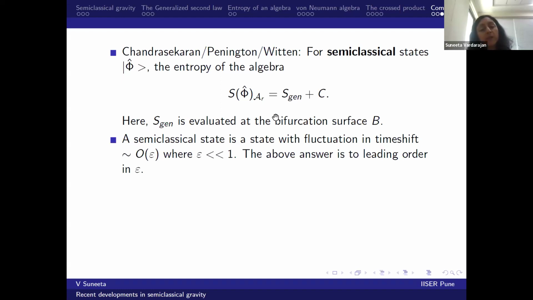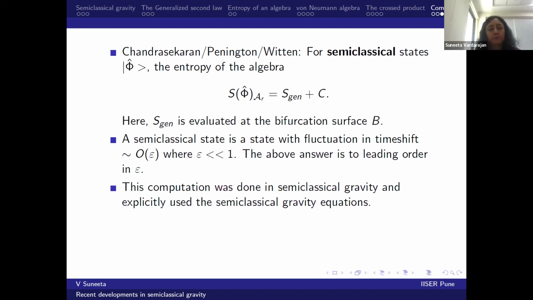So for such states, you find the beautiful expression that the entropy of the algebra of the quantum fields is equal to the generalized entropy of Bekenstein, modulo a constant. And this computation was done exactly in semi-classical gravity and explicitly used the semi-classical gravity equation that I showed in the first slide of the talk.